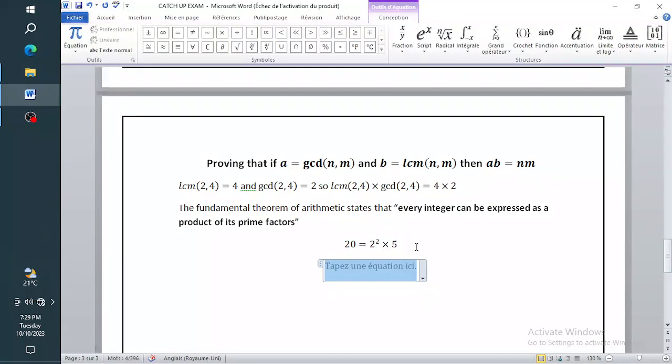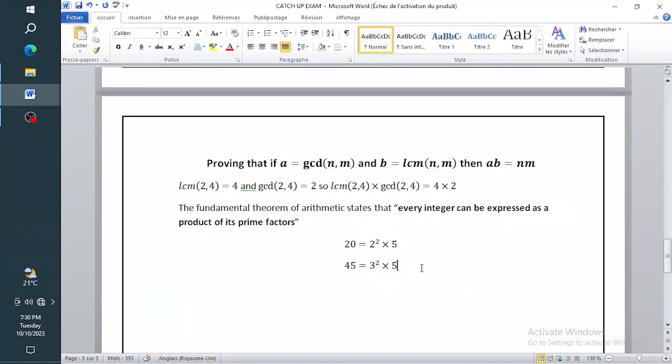What about, let's say, the prime factorization of 45? I'll first of all break it down into 9 times 5. Now since 9 is not a prime number, I'll write 9 as 3 squared, that's 3 times 3, since 3 is a prime number. So this is basically the prime factorization of 45. So the fundamental theorem of arithmetic states that every integer can be expressed as a product of its prime factors in exactly one way, to complete the statement.